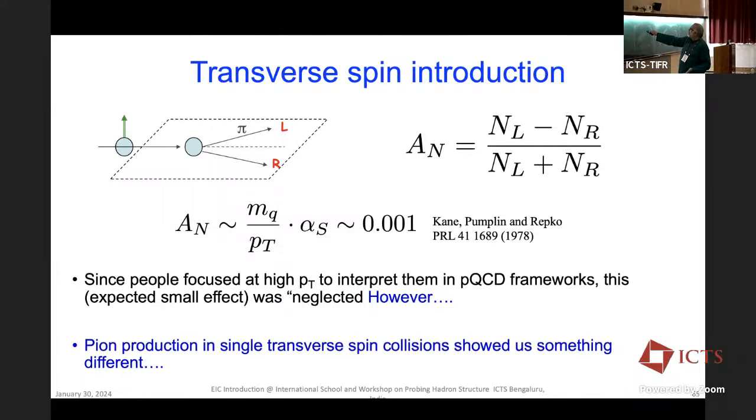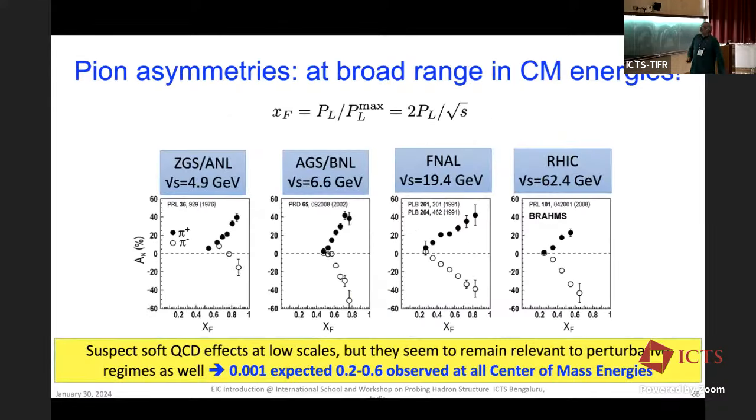And that was because there was a paper by very established physicists from 1978 that said the estimates of transverse spin effects were of the order of 0.01%. Very small asymmetries, yes? So it is difficult to take that seriously and try to measure it, because experimental tools were also bad.